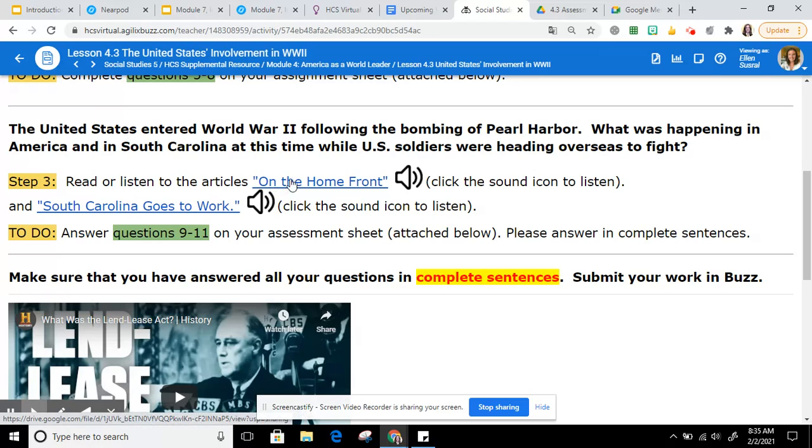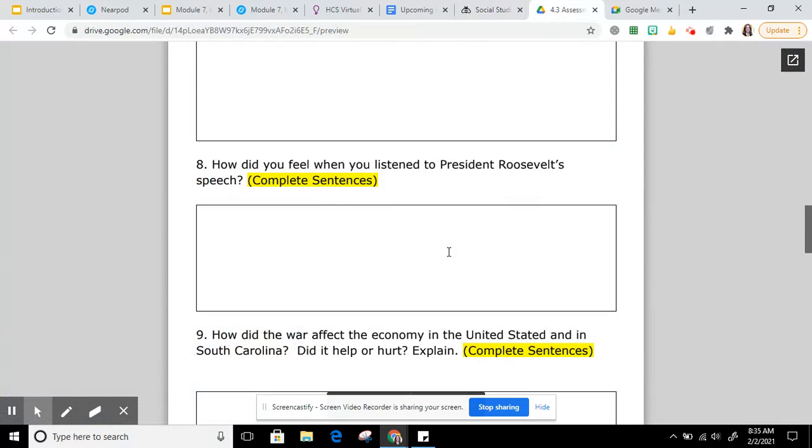You can read the article by clicking on the blue words on the home front. If you click this icon, the sound icon, that'll take you to a link where this article on the home front is being read. So you can listen to the article being read, and then you're going to read South Carolina Goes to Work, or if you rather listen to it being read, you can click on the sound icon link. So you're going to read or listen to on the home front and South Carolina Goes to Work, and then you're going to answer questions 9 through 11 on your assessment sheet, which again is attached below. Let's go look at questions 9 through 11.